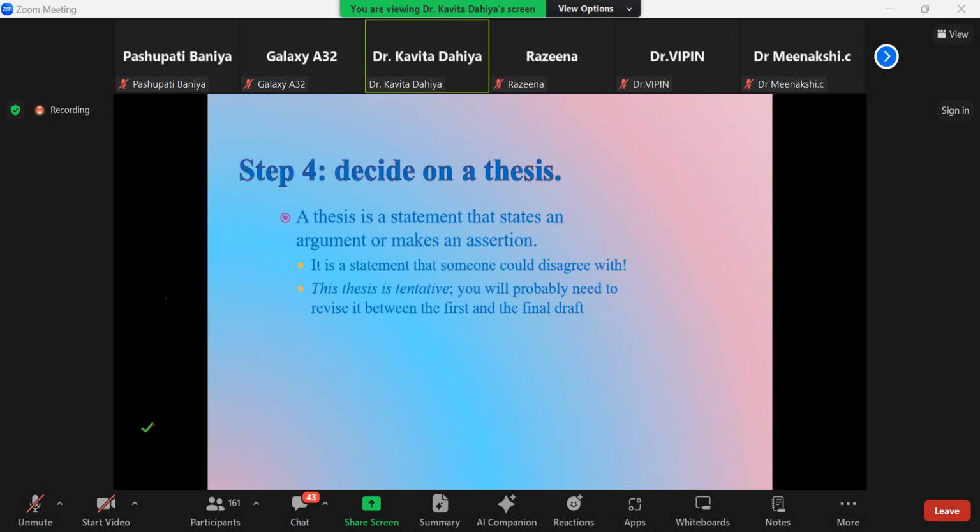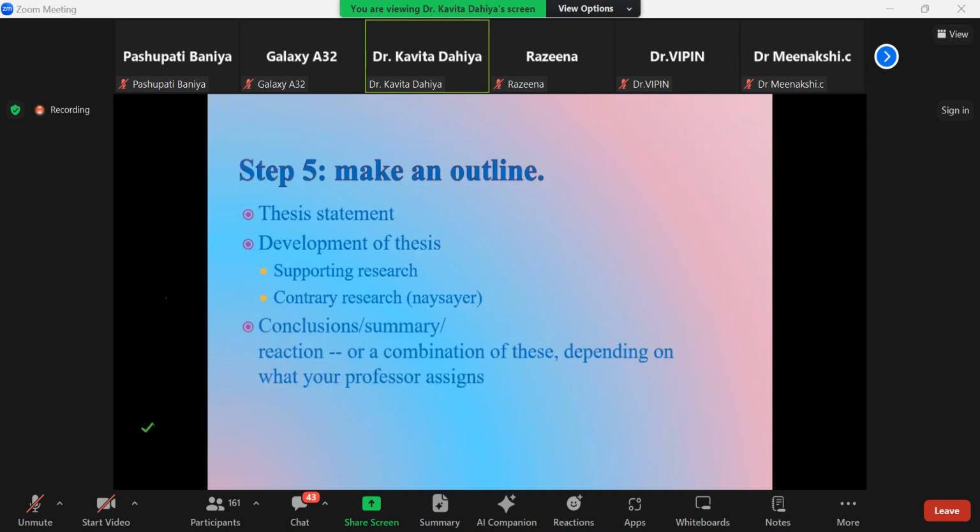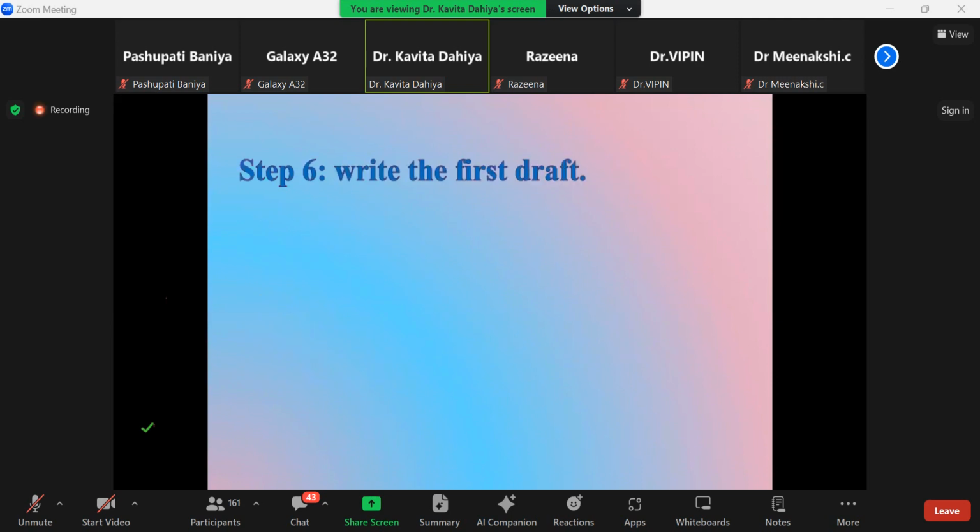Means there is always a possibility that you may revise your problem statement or your objective. It is not a hard and fast rule that you will definitely revise these, but there may be some possibility. If you need to revise, then you can. If you do not have the thesis, say this paper is about, or this paper will discuss the question. All these need to be mentioned clearly. So you need to make an outline of the thesis statement, develop the thesis and supporting research, contrary research, as well as conclusion and summary, which represents the combination of the thesis.